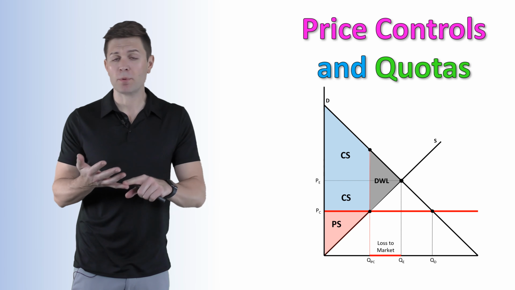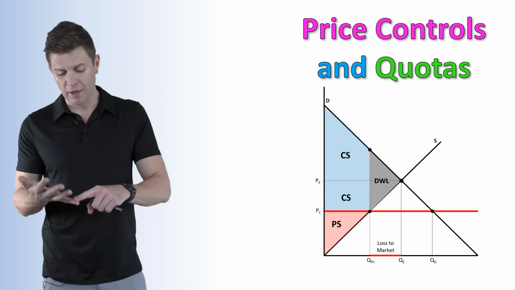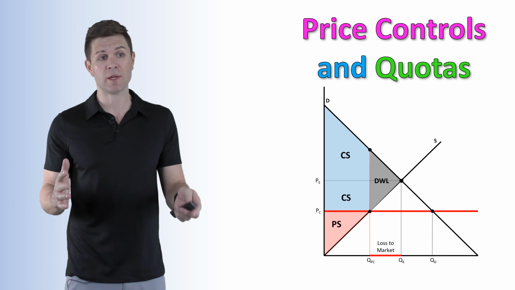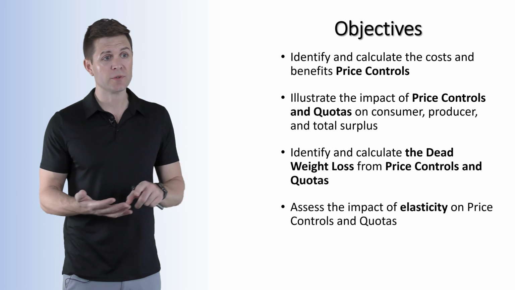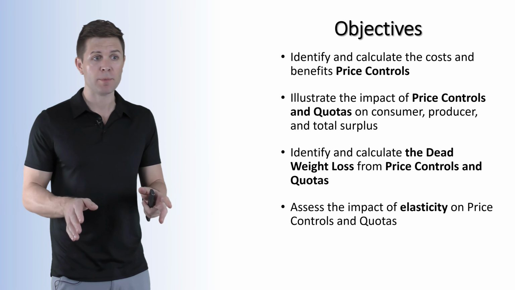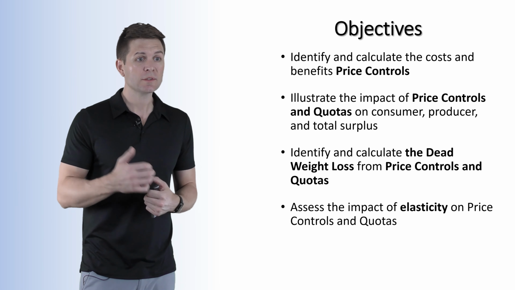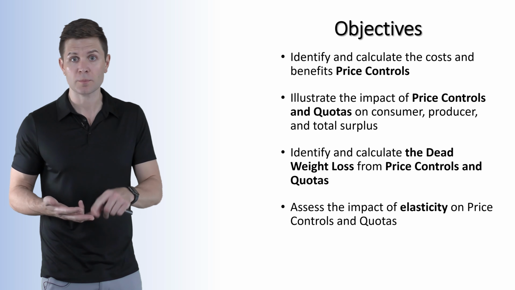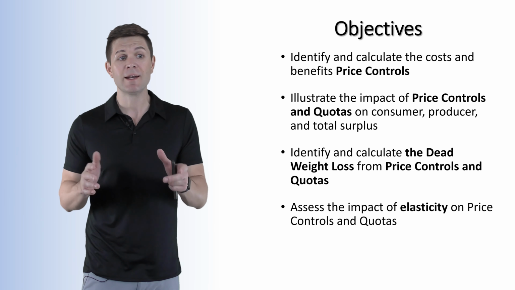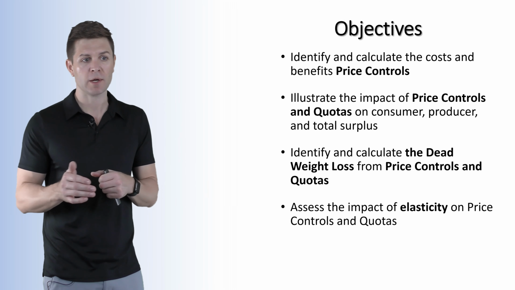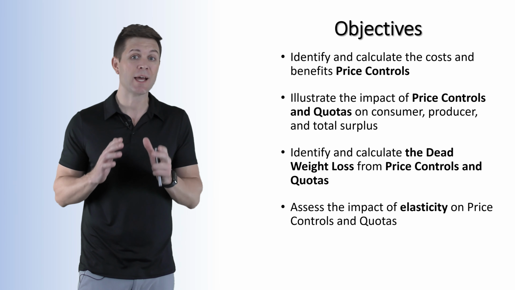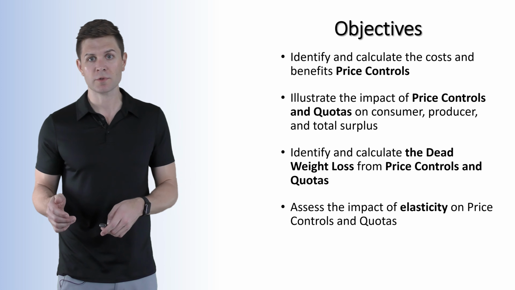Today we're going to be looking at price controls and quotas. So that's price ceilings, price floors, quotas, how they impact producer and consumer surplus, and then how they cause deadweight loss. So the objectives for today: identify and calculate the costs and benefits of price controls, illustrate the impact of price controls and quotas on consumer surplus, producer surplus, and total surplus, and then identify and calculate the deadweight loss from price controls and quotas. And then finally, assess the impact of elasticity on price controls and quotas.